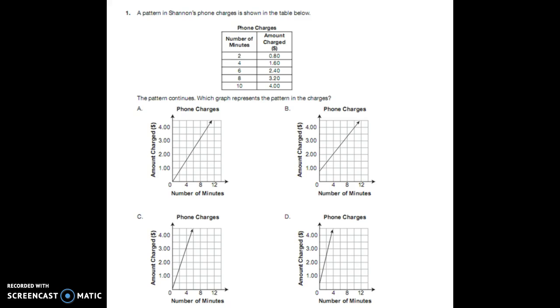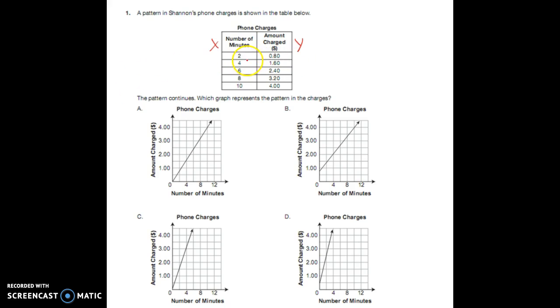In order to work on this one, we have to think which one is our x value, which one is our y value. And as we can see by all the graphs, the number of minutes is our x value, and the amount charged is our y value. So just for myself, I'm going to put an x here and a y here, and that reminds me which one is which axis.